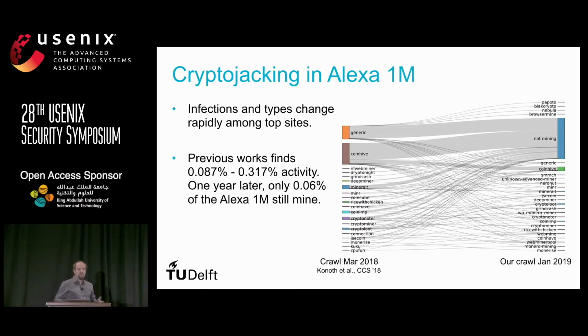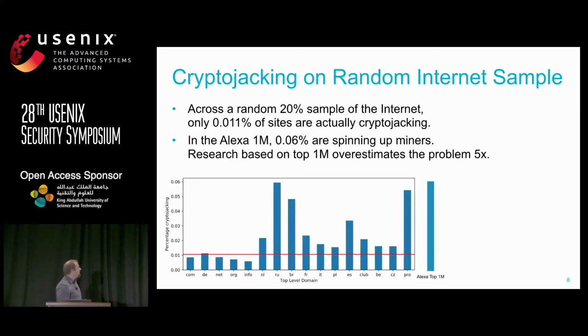It's less than 1%, and it's a very privileged group. So how does this go in the entire internet? Well, when you look at the random sample of the internet, the 20% of everything, you see that cryptojacking is relatively uncommon. It's only 0.011% of all sites that are doing this. So if you are looking at the Alexa, you're overestimating the problem by a factor of 5.